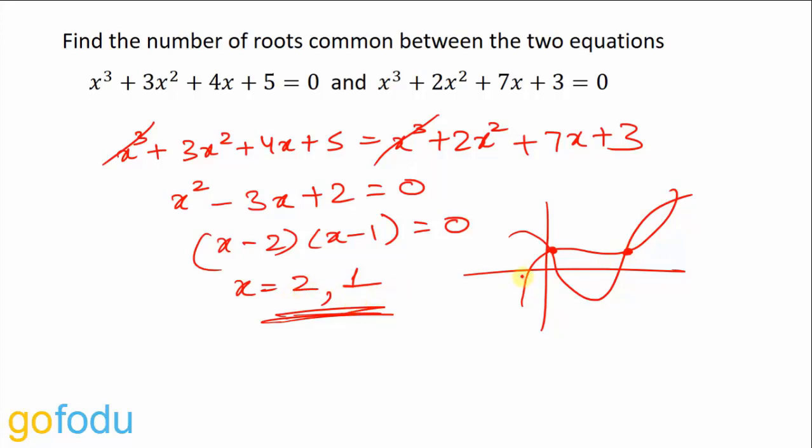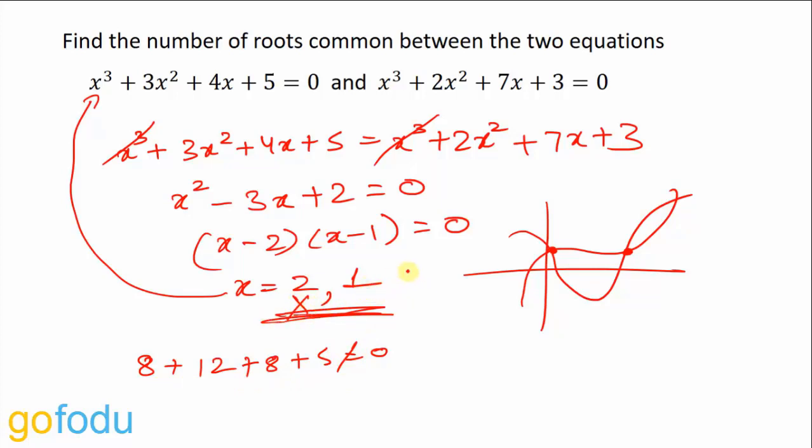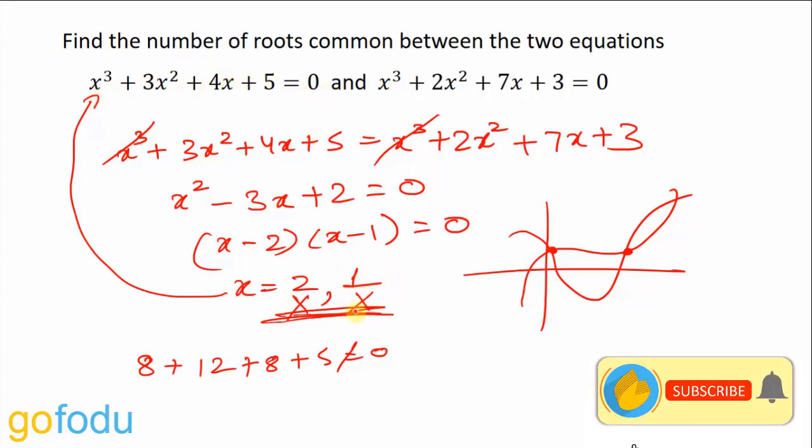Now whether these points are roots of these cubic equations or not will be determined only by putting these values back into the equation. If these values of x make this cubic equation 0, then that would be a root of this cubic equation, right? So I'm going to check for each of these values. Putting back 2 in this first equation will be 8 plus 12 plus 8 plus 5 is equal to 0. This is not equal to 0. 2 is not a root of this equation. Okay. And is 1 a root of this equation? No, 1 will also not satisfy this equation. 1 is also not a root of this equation.